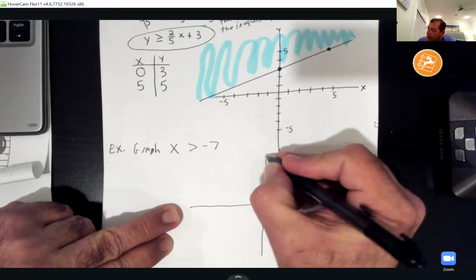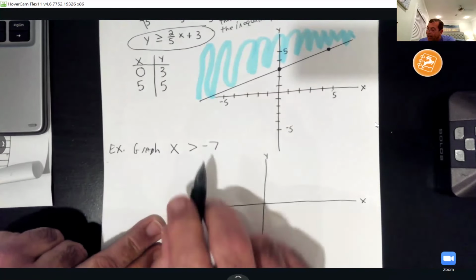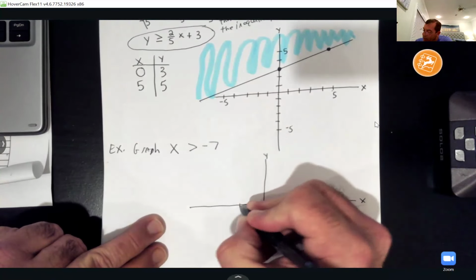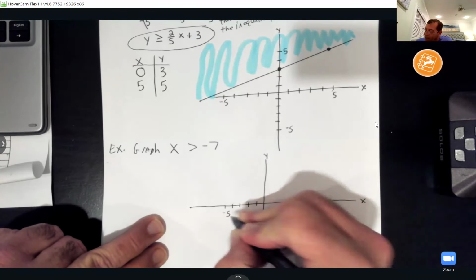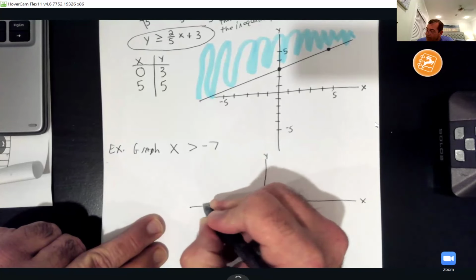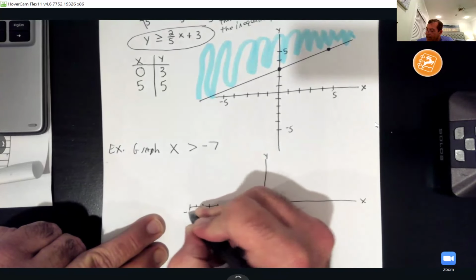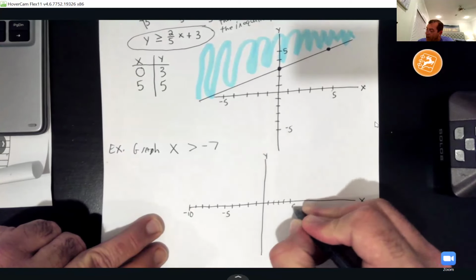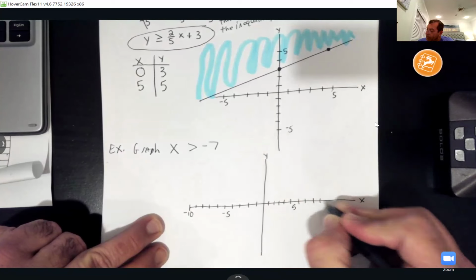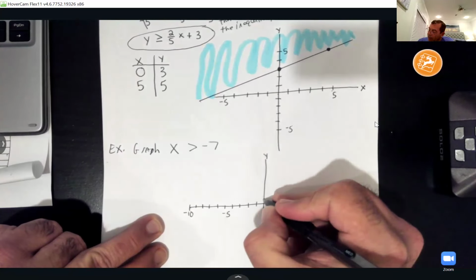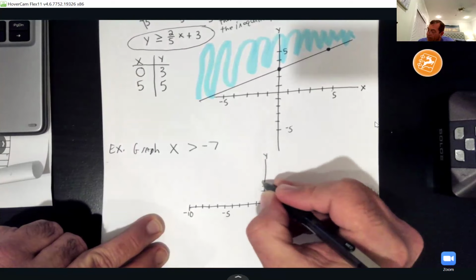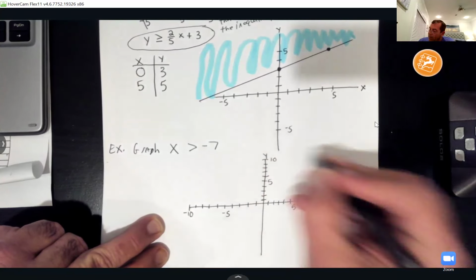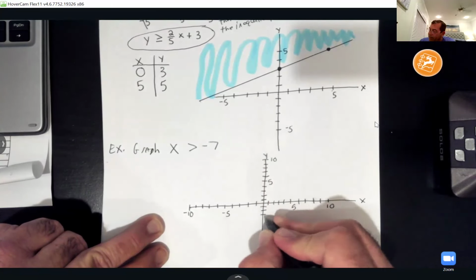So here's my x and my y. So I need to at least go out 7, it looks like, because that thing's negative. So 1, 2, 3, 4, 5, 6, 7, 8, 9, 10. So I'll just go out negative 10 on this and then positive 10. I'll go up. And then I'll come down.